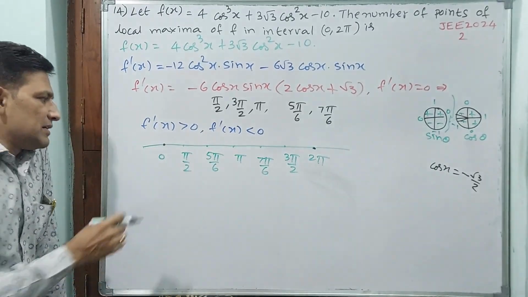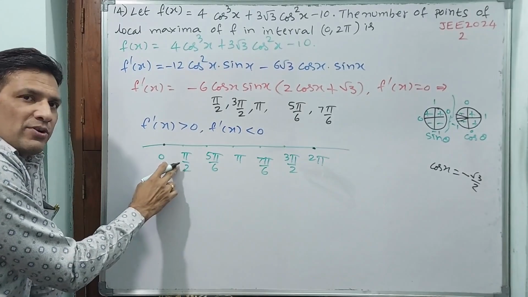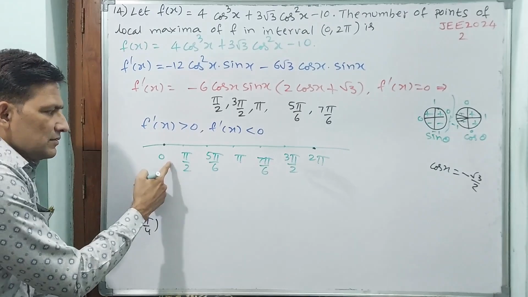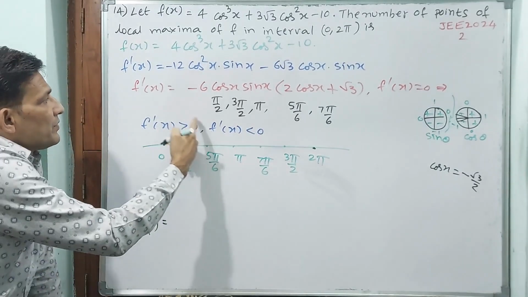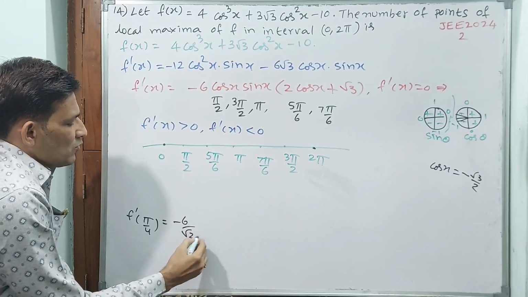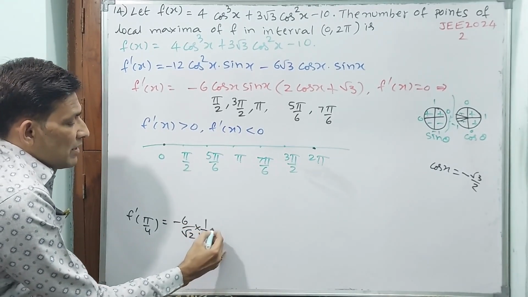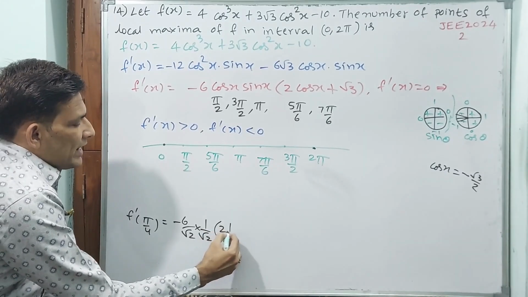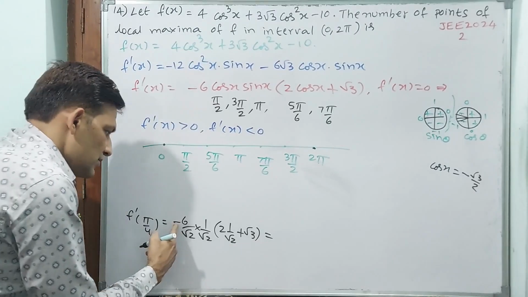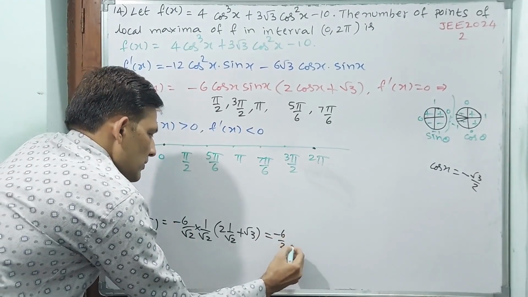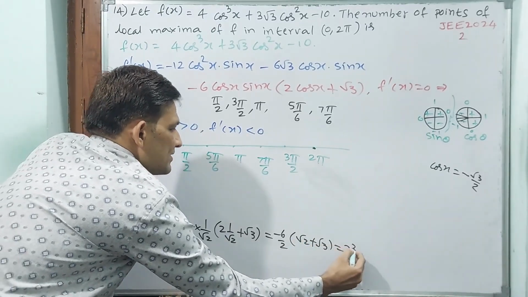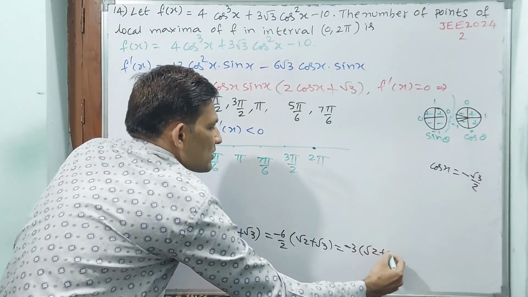See, only one thing I will see. In between 0 and pi by 2, what is there? F dash pi by 4 shall I take? Okay, pi by 4. See what will happen and all. F dash pi by 4 means minus 6 into cos pi by 4 means root 2, sin pi by 4 means 1 by root 2, 2 again 1 by root 2 plus root 3. That is equal to, see, minus 6 by 2 into root 2 plus root 3. That is equal to minus 3 into root 2 plus root 3.